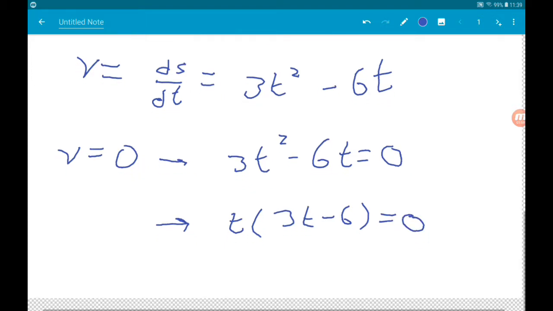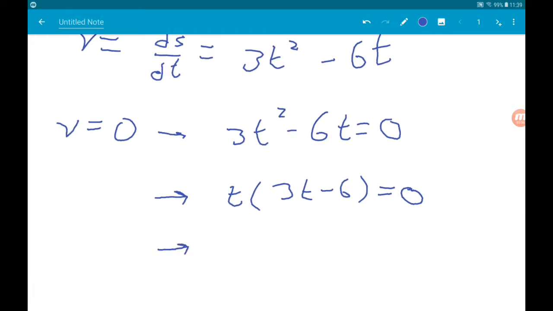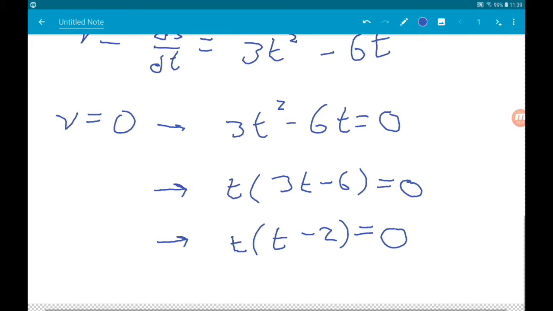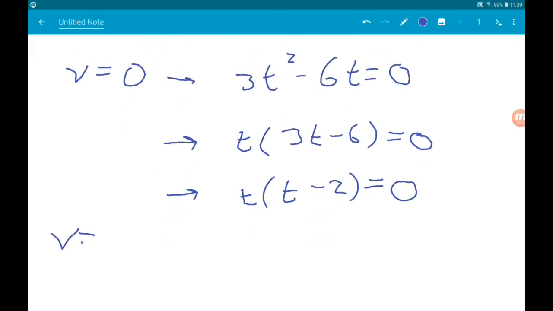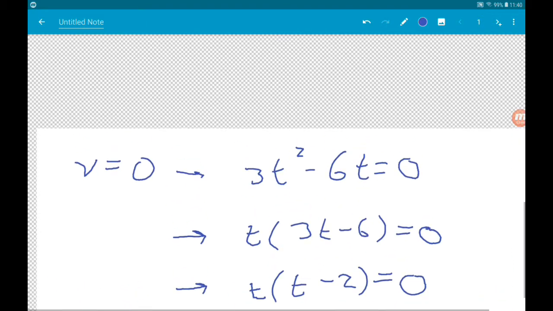Now, what we could have done is divided through by 3. So we would have t times (t minus 2). Now that tells us v is equal to 0 when t is equal to 0 and 2. Cool. So there's part A.